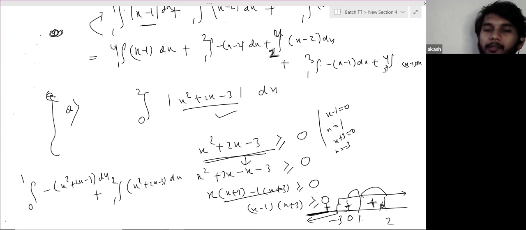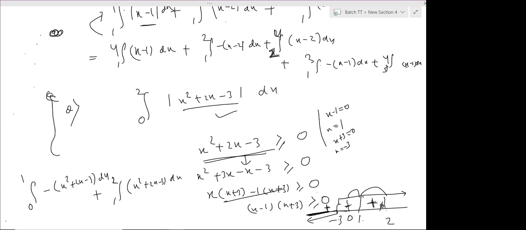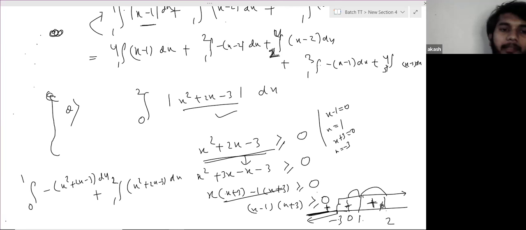Is everyone clear about this? What I did? Yes. All right. So please simplify, get the answer. These two integration you have.